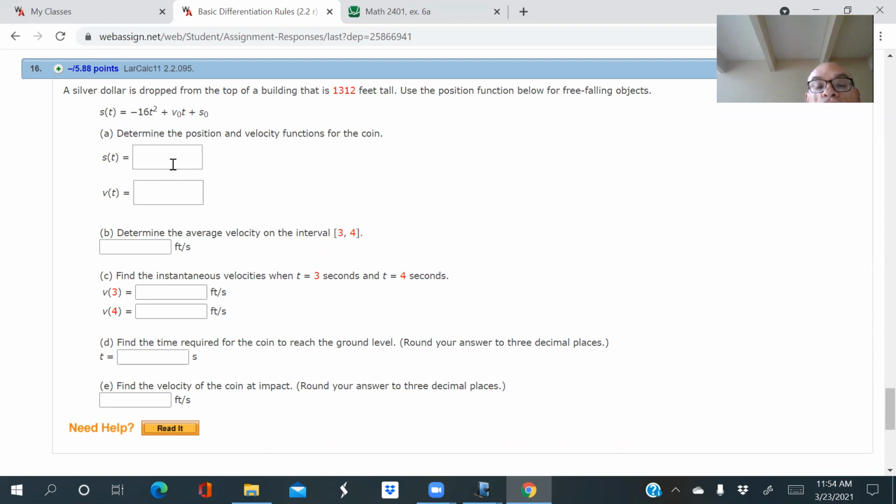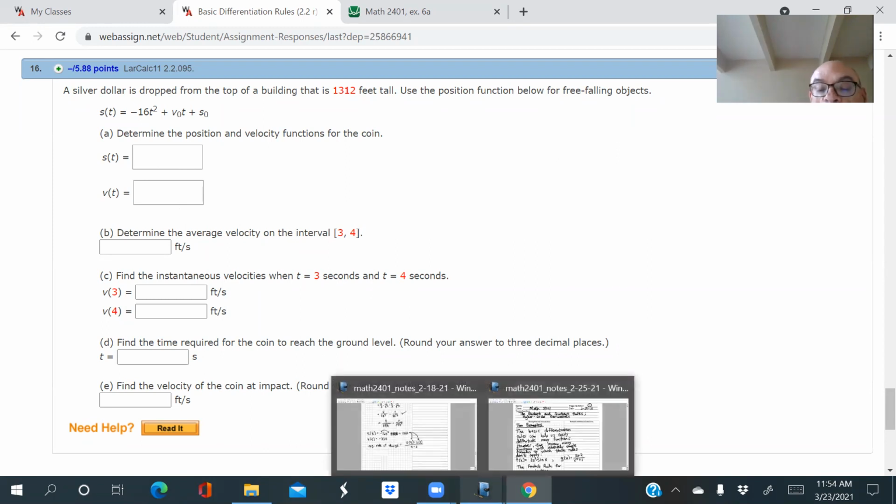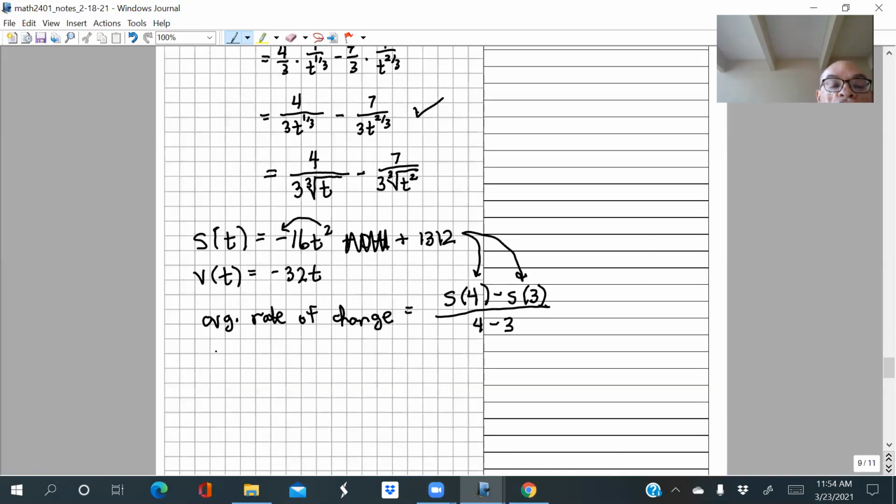And there you can just use your velocity function, okay? So you don't have to compute an average rate of change, just use the velocity function, calculate v of 3, and then also calculate v of 4. That's what they ask you for, right? Let's see, what is v of 3? That's minus 32 times 3, so that's easy enough. That's minus 96, and it's feet per second. So the coin is dropping 96 feet per second after 3 seconds.